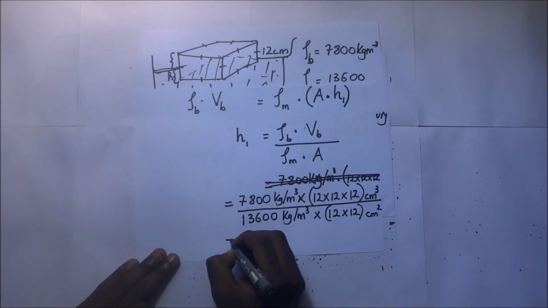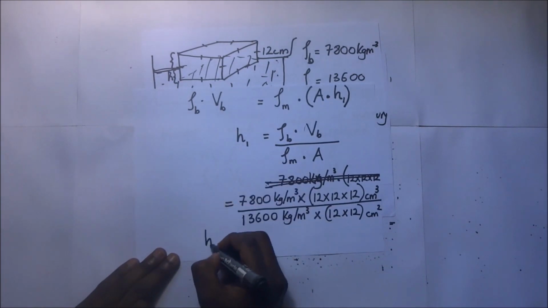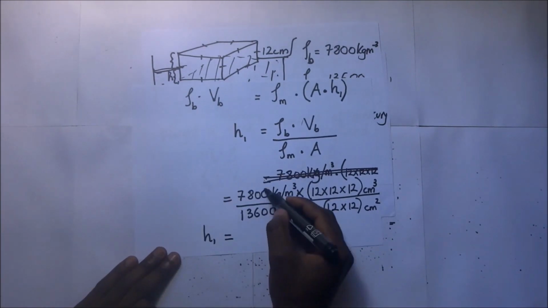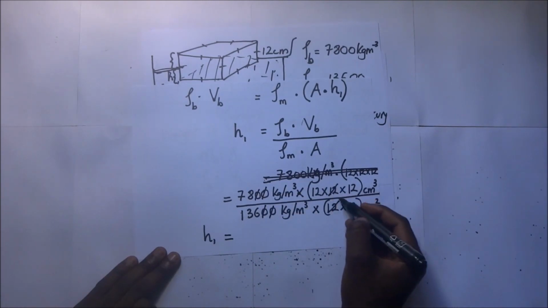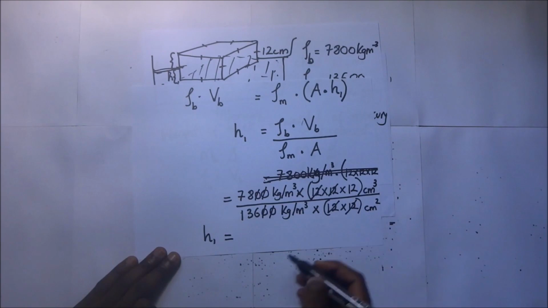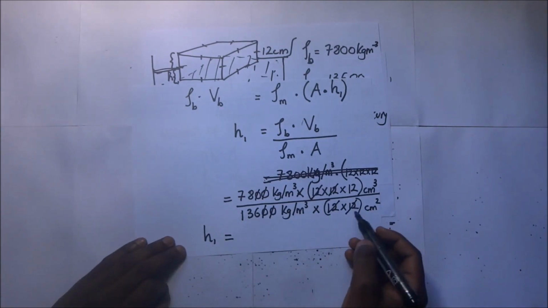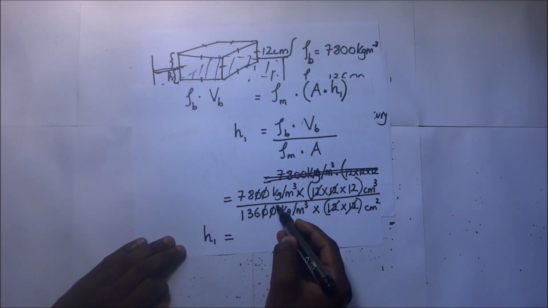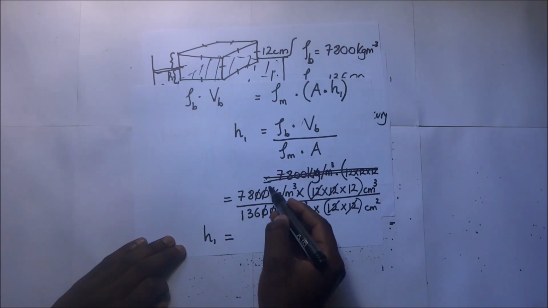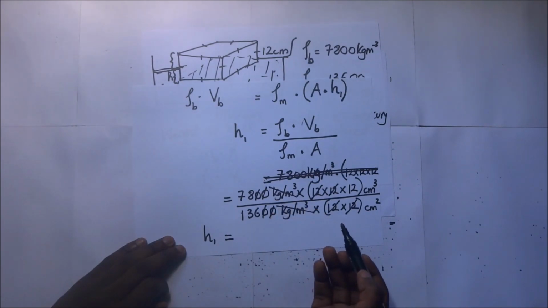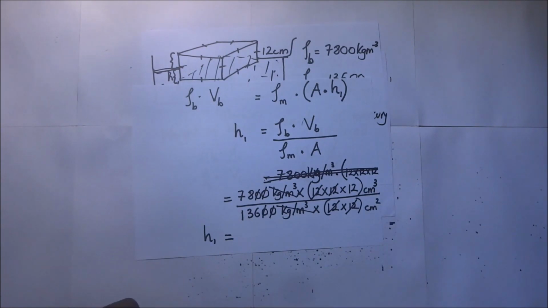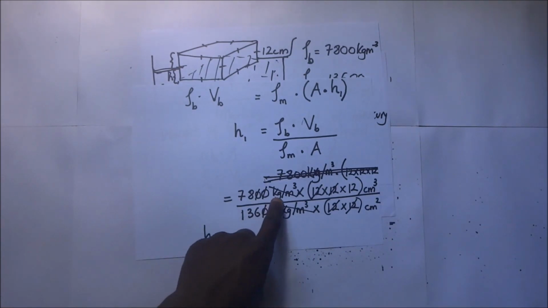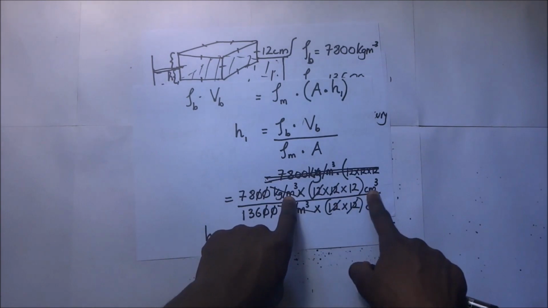And of course here our answer for our H1 is going to be, you realize that all those things cancel out. You remember, even these units, kilograms per meters cubed, cancel out with kilograms per meters cubed. So you remain that your height is going to be in centimeters.